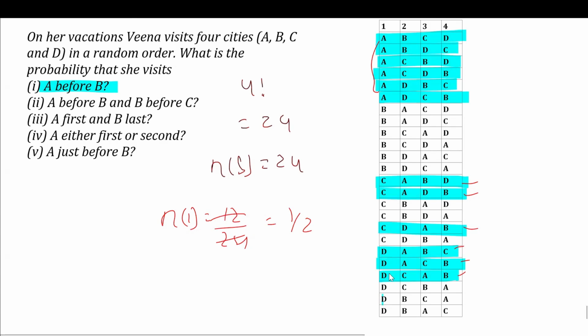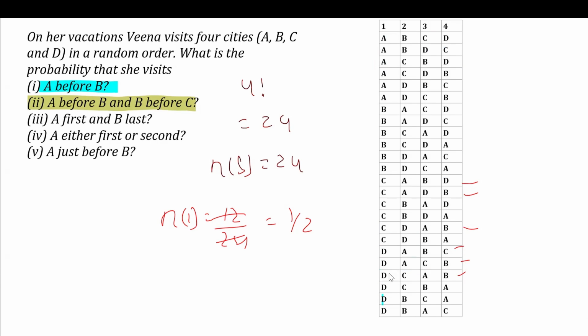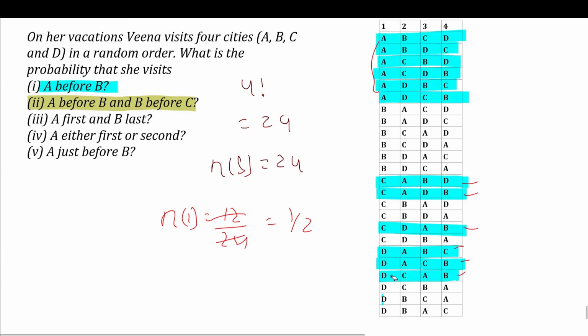Now if I read the second part, it says A before B and B before C. A before B, we have already found. Now what we are going to do is highlight those with B before C. So check here. B is before C here. B is before C. That's true.